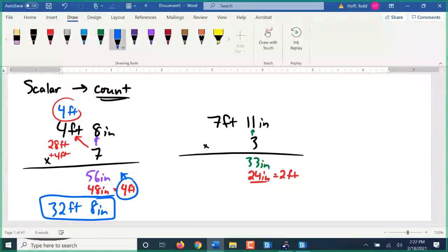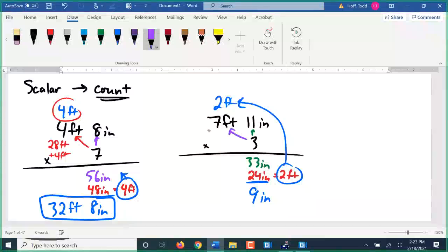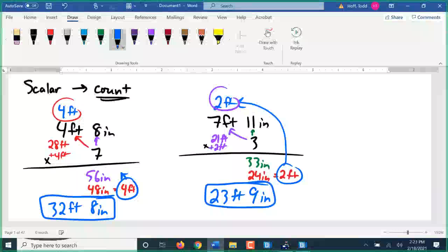So you can see what we're doing here. We're going to carry 2 feet. And that 2 feet removes 24 inches from what we have. So 33 minus 24, there's 9 inches left after we carry the 2 feet. Now we do 3 times 7 feet is 21 feet, plus the 2 feet we carried. 21 plus 2 is 23 feet. That multiplies out to be 23 feet and 9 inches.